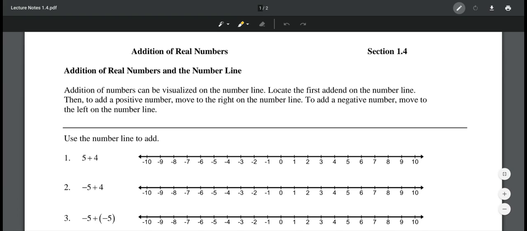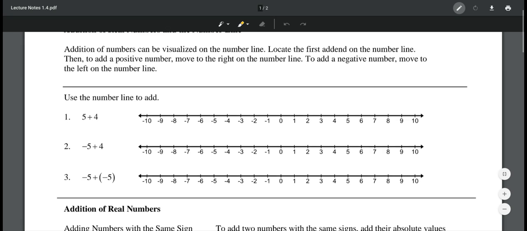So the addition of real numbers can be visualized using a number line. Locate the first number on the number line and then add a positive number by moving to the right, or add a negative number by moving to the left on the number line.